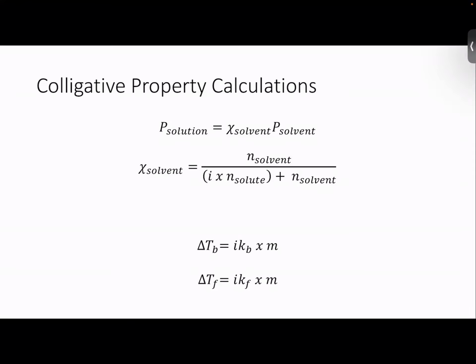Now, when we're dealing with the change in boiling point or the change in freezing point, we're simply going to multiply the equation by the Van Hoff factor.